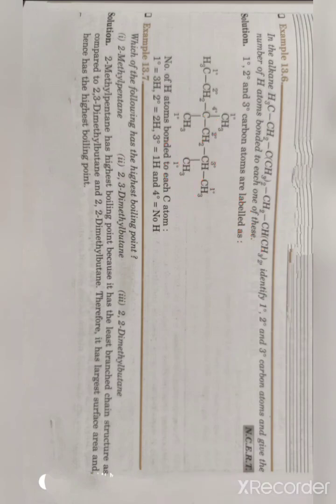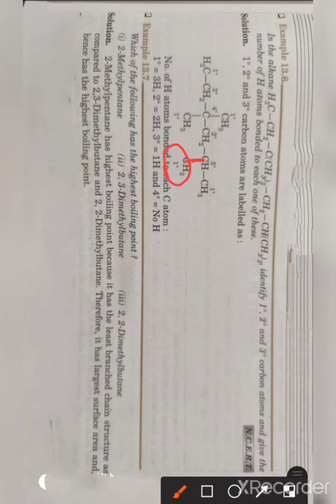Now let us check the next, this carbon. This carbon atom is directly attached to only this carbon. So that means this is 1 degree. Next one, when we talk about this carbon, I am talking about this carbon.